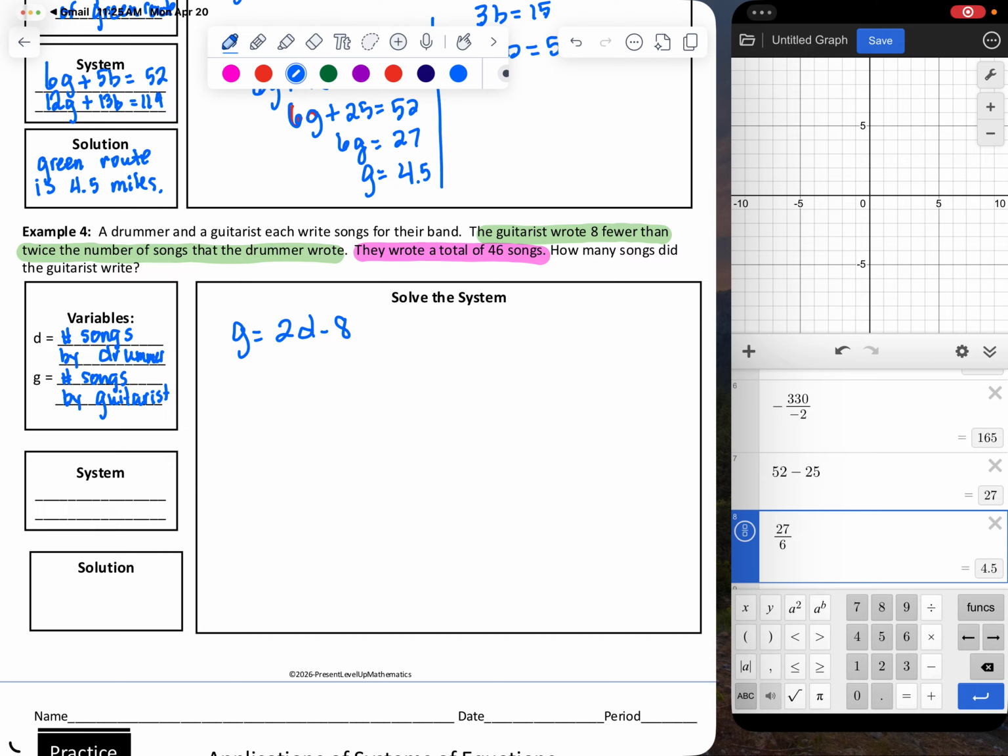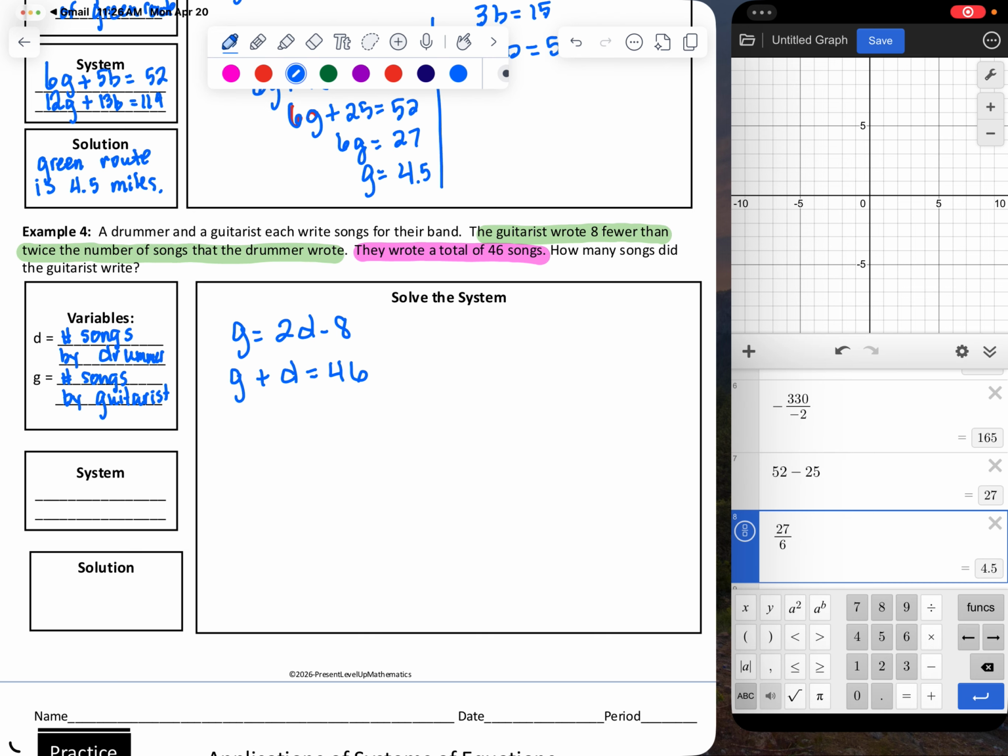Our second equation comes from the highlighted pink area. They wrote a total of 46 songs. So the number of songs written by the guitarist plus the number of songs written by the drummer has to equal 46.